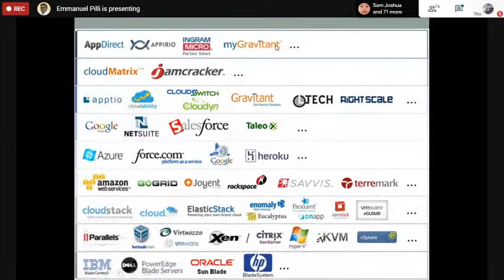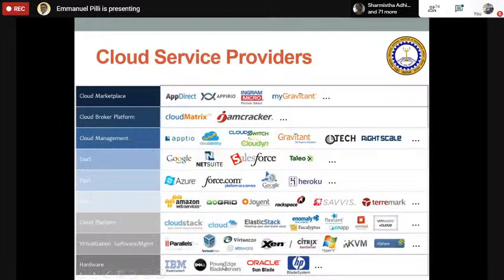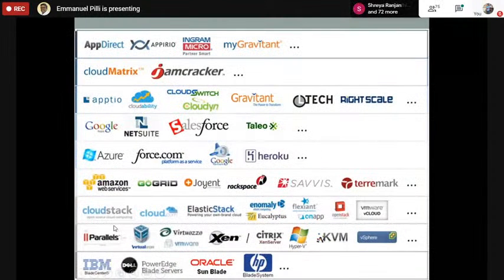So these are cloud marketplace, these are cloud brokers, these are what is called cloud management software, right? There's a cloud marketplace, there's a cloud management. This is infrastructure as a service, platform as a service, this is software as a service. And then you have the cloud management software, which is set up here. And then this is the hypervisor software, and this is the hardware. So that is the cloud platform, and this is the hypervisor platform.